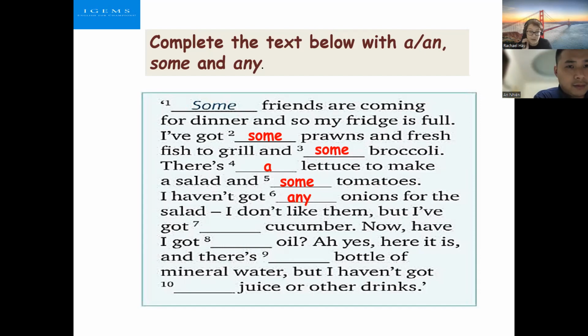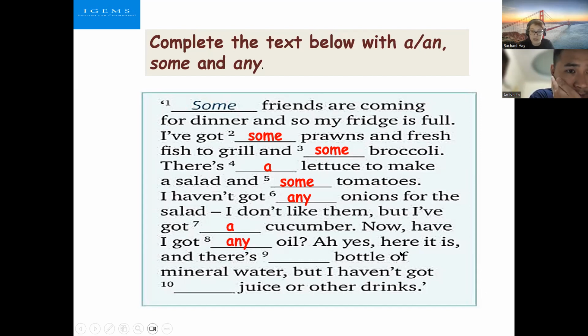I don't like them, but I've got a cucumber. It's going to be A because a cucumber is just one. It's one long vegetable or fruit. Okay. Now, have I got oil? Now, this is a question. So, what goes here? Any oil. Good. Ah, yes, here it is.